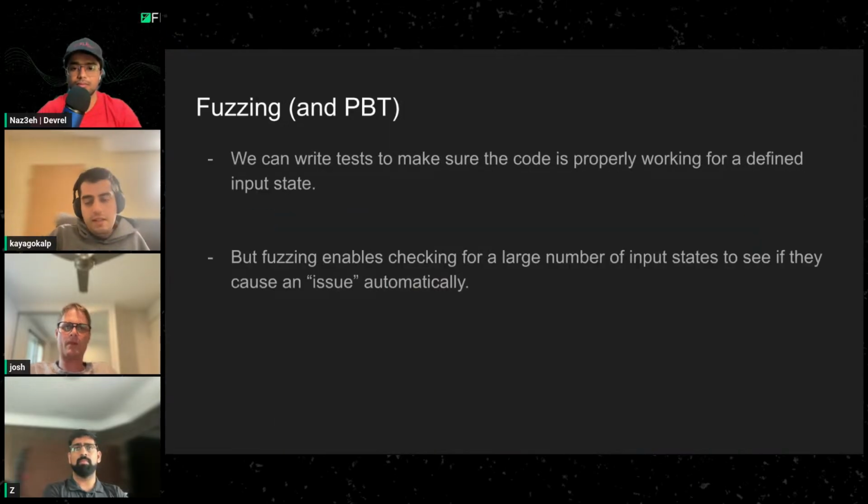So as I said, right now in Sway we can write tests to make sure the code is properly working for a defined input state. You can define the input, and you can make sure that the function is working properly. The problem is, as a human, you will be missing these edge cases that you didn't test for, that you don't have a test for. So with fuzzing, the goal is checking a large amount of possible input states to see if there is something that is causing an issue, and you want to do this automatically.